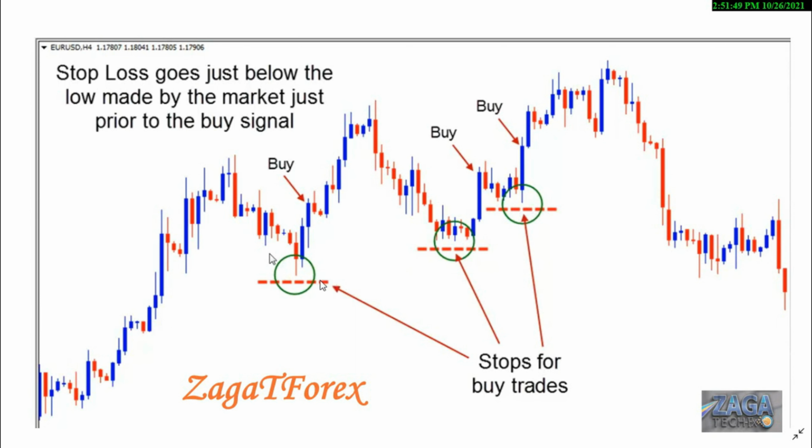So, a little bit what? Below the what? The level of support. Don't make it so tight here, a little bit below. Now, if you place your stop loss here, your take profit will be the last previous swing here. The same thing is applicable here, as I explained before on the sell pattern. Take profit should be here or here.